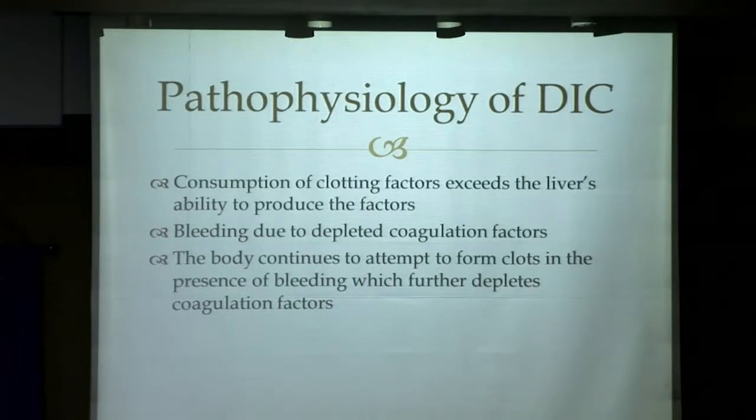So DIC occurs when the consumption of the clotting factors exceeds the liver's ability to produce the factors. The depletion of the factors results in bleeding. The body continues to try to form clots in the presence of bleeding, further depleting the clotting factors. Ultimately, a cycle of pathology begins in response to the widespread overstimulation of the coagulation and fibrinolytic processes.